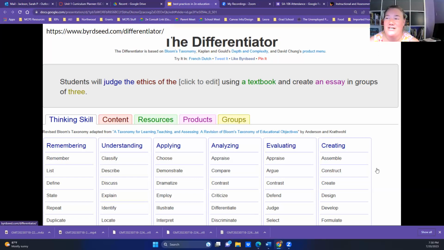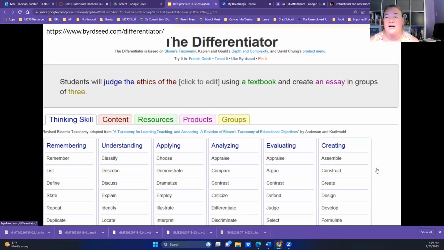So one of them is the differentiator. So I think in our readings this week, we had readings about Bloom's taxonomy and the Kaplan-Gould's depth and complexity models. And so what the differentiator does is it allows students to do two different things. One, it allows them to put specific information in and ask how they're going to do it. Or as a teacher, we can pop pieces in there and figure out what is it that we want them to do. And it gives us a direction to go.